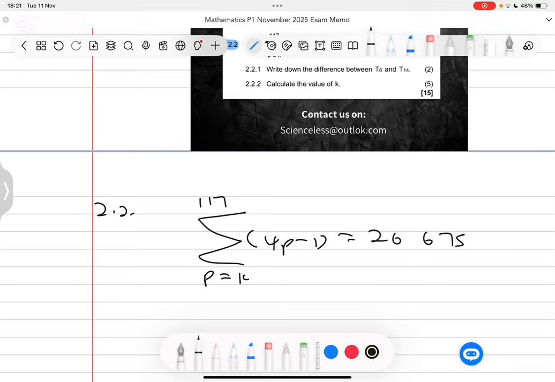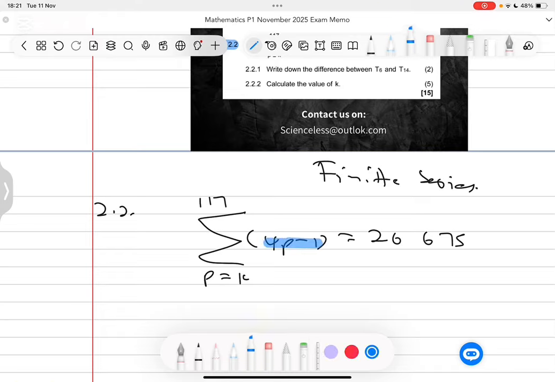The difference between this question and the last question is that here we are dealing with a finite series. It's a series that ends. It ends exactly at term 117. That's where it ends, and when we add the terms to that point, we get that number.